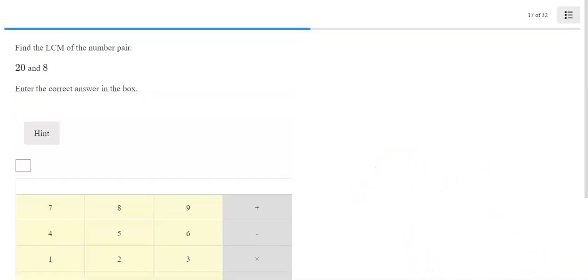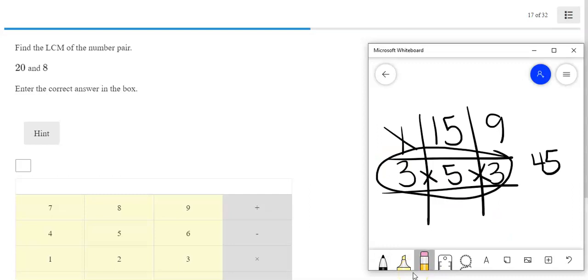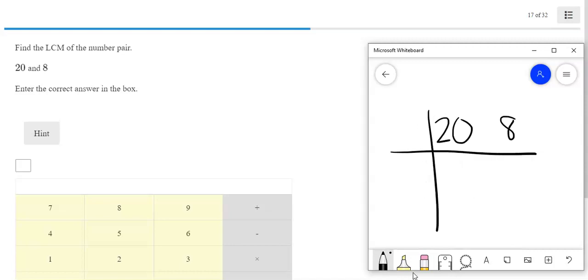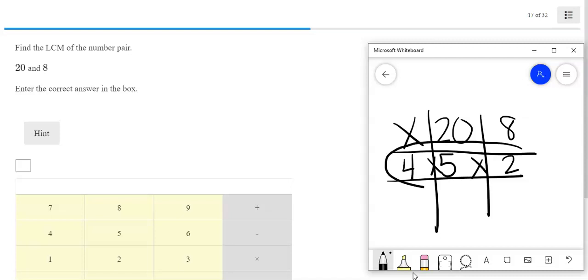LCM of 20 and 8. Let's see, 4 can go into both of them. So 4 times 5 is 20, and 4 times 2 is 8. We cannot make 5 and 2 go smaller, so we're going to multiply them. 4 times 5 is 20, and 20 times 2 is 40.